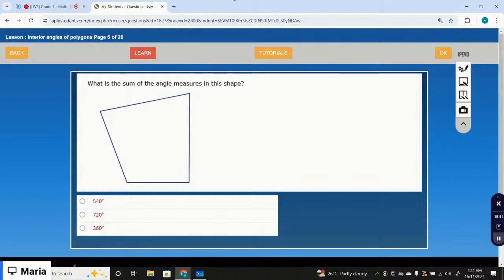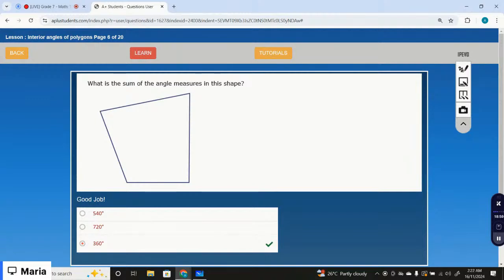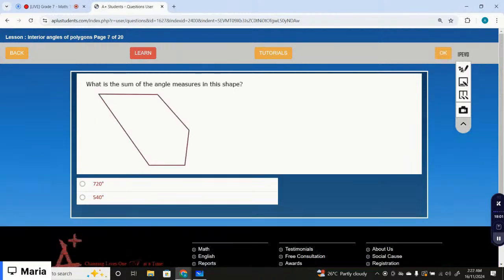The correct option is 360 degrees. That's a four-sided shape and it sums to 360 degrees. Okay, you can complete the lesson by yourself later today. Let me just move on to the next lesson.